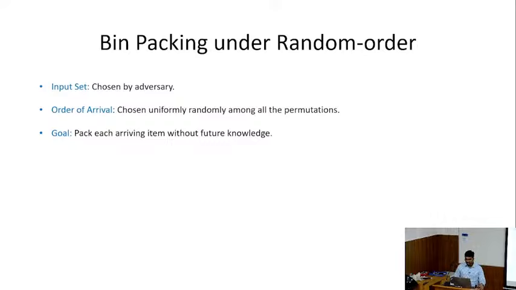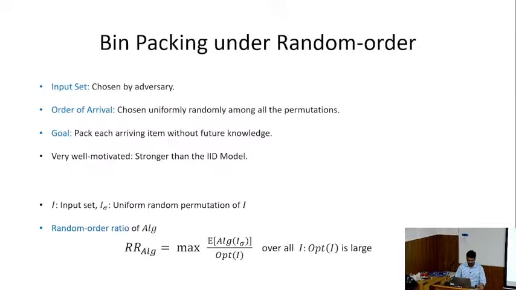So we are interested in studying bin packing under the random order model. Here the input set is chosen by the adversary, but the arrival order is chosen uniformly randomly among all the n factorial permutations. And the goal is to pack all the items in an online fashion, which means that we want to pack each arriving item without having the future knowledge of the arriving items. And it's a very well motivated model. For example, it's stronger than the IID model, and people study it for that reason.